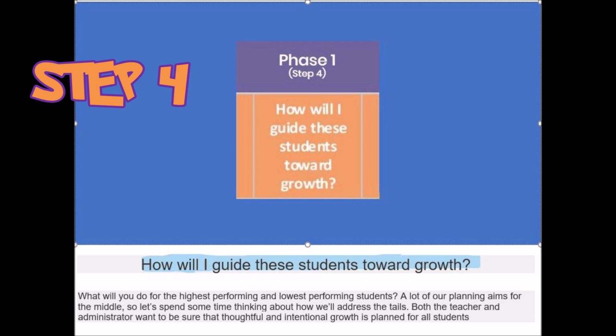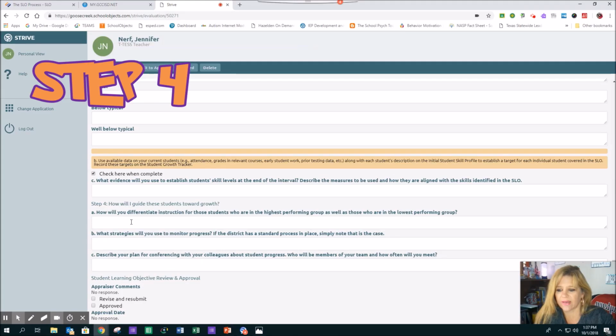Step 4 is all about how are you going to get there? How are you going to guide these students toward growth? What will you do for the highest performing, and what will you do for the lowest performing students? And then you're going to answer step 4, which is how will I guide these students toward growth? So these are going to be the things that you're going to do in order to help these students be successful. Then you will submit this to your appraiser by clicking right there.